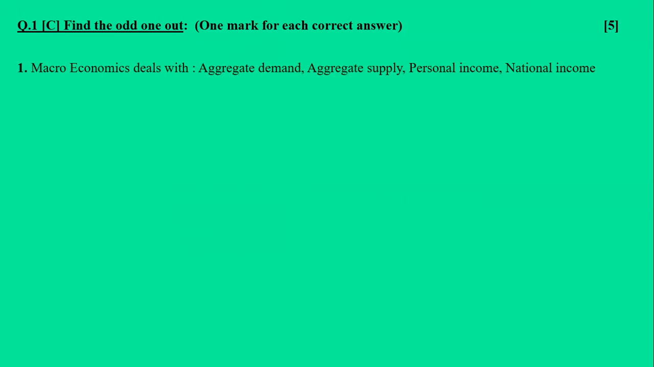Now, question number 1C. Find the odd man out or find the odd one out, odd word out. 1 mark for each correct answer, 5 marks. The first statement or the first clue is given here. Macroeconomics deals with aggregate demand, aggregate supply, personal income, and national income. What is the perfect answer? Personal income. Why? Because macroeconomics deals with aggregate demand, aggregate supply, and national income. And microeconomics deals with personal income, it is a study at individual level only. So the odd word here is personal income.